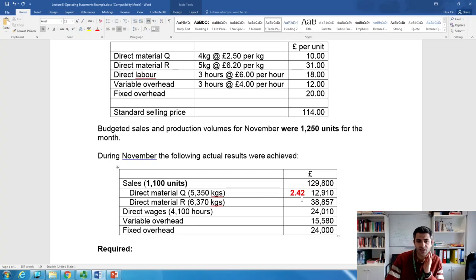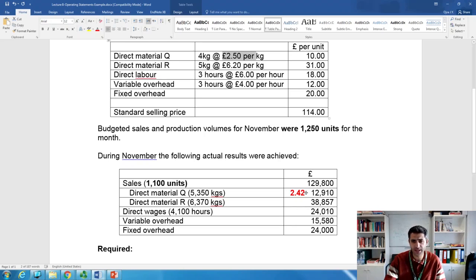If the actual material for Q happened to be, for example, 40 or 50 pound, then you need to question, there's something wrong, isn't it? You can't compare 50 pound actual per kilo with the 2.50 per kilo. So you need to question yourself. I'm not saying it has to be close, but there should be some logic behind it.